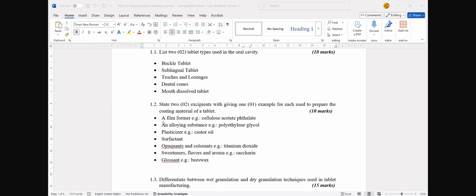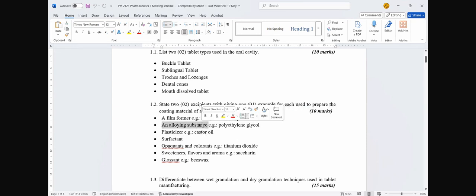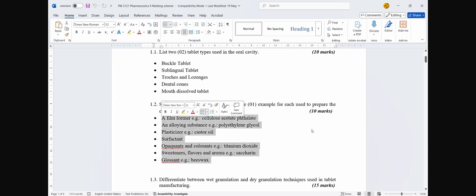So a film former, right? Cellulose acetate phthalate. Allying substances, which is like a binding thing for the coating material, polyethylene glycol. Plasticizer like castor oil, surfactant, opacants, coloring agents, sweeteners, flavoring agents. These are the things we can add for a coating material, right?